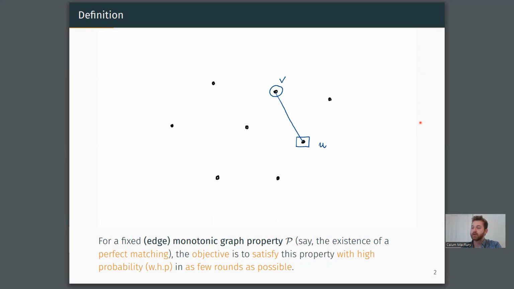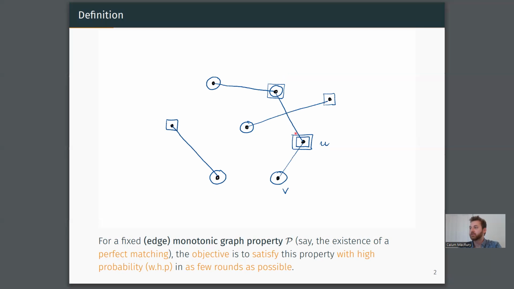If we fix an arbitrary monotonic graph property, for example, say the existence of a perfect matching, then the objective of the player is to satisfy this property with high probability in as few rounds as possible. So how does this work? You can imagine squares being revealed one by one, where in each step, the player then chooses another edge. And finally, we arrive at, okay, 4 edges have been added. And as you can see, the player can now add a perfect matching on the vertex set.